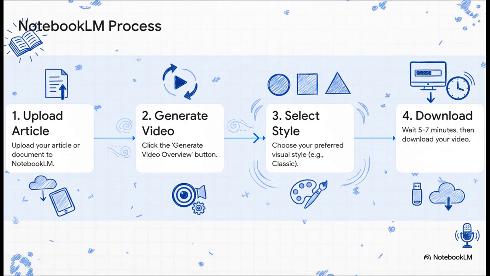And check out how incredibly simple this is. You just follow these 5 steps. Upload your article, click one button, pick a style you like, and in about 5 to 7 minutes, poof, you have a downloadable video.